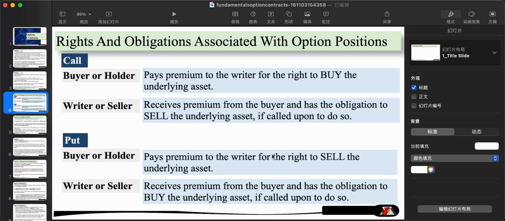When you are buying a put, you're actually buying protection. When you're selling a put, you're selling an insurance to someone else. So as an insurer, you have the obligation to fulfill.